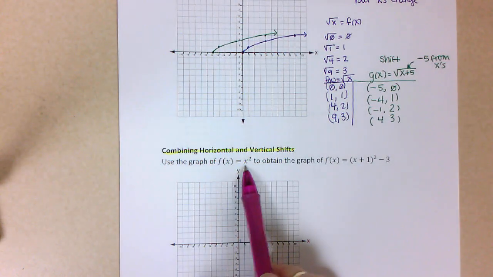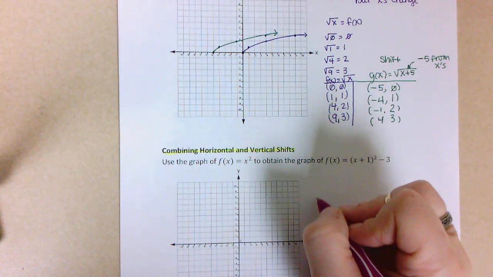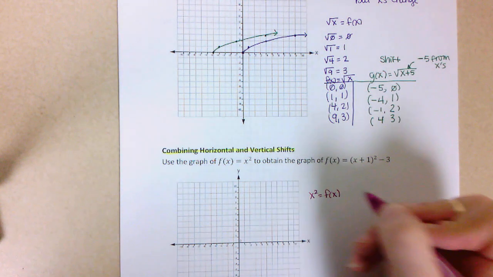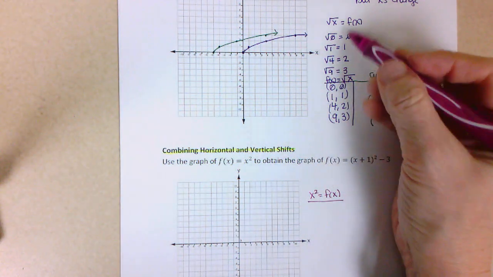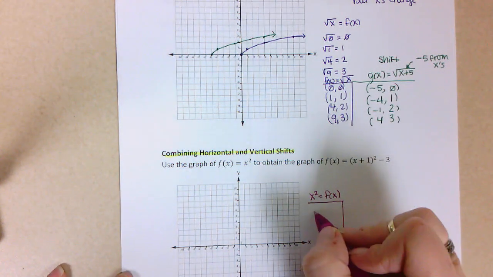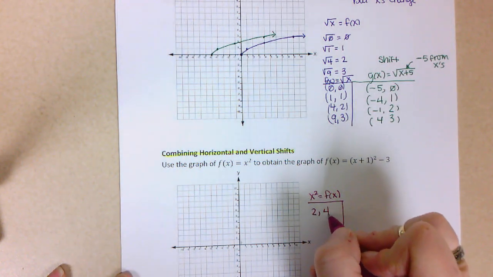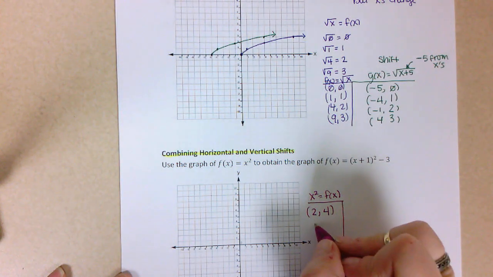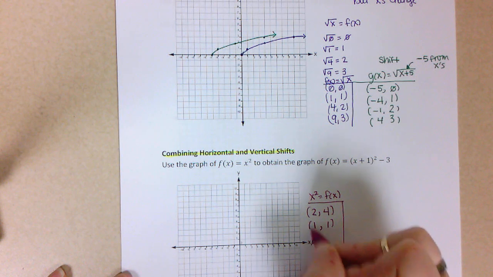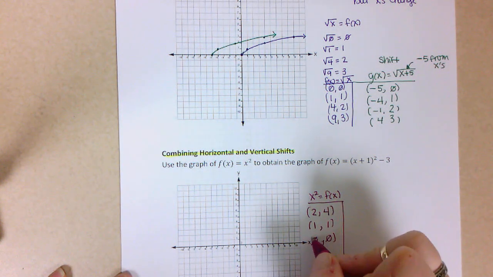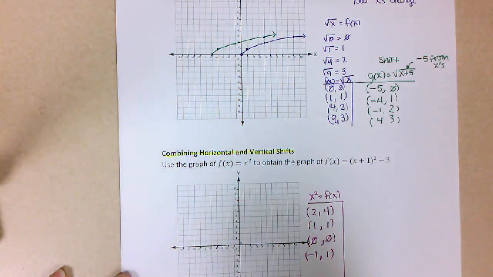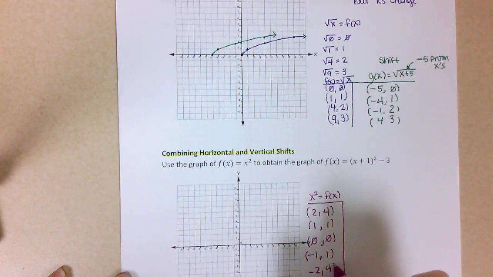So first we're going to do x squared. I'm not going to work it out up here. We're just going to do it. I think you guys are good enough to do it in your head. So if we put in a 2, that's going to give us a 4, right? 2 squared, 4. We put in a 1, that's going to give us a 1. 0 squared, well, that's 0. Negative 1 squared, 1, right? And negative 2 squared is 4.